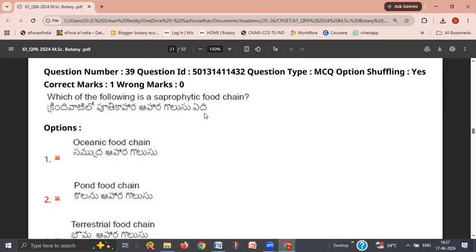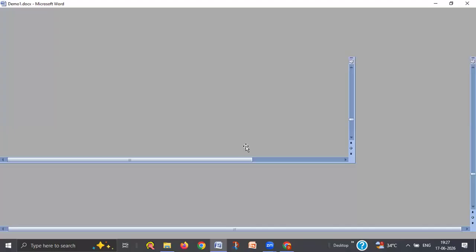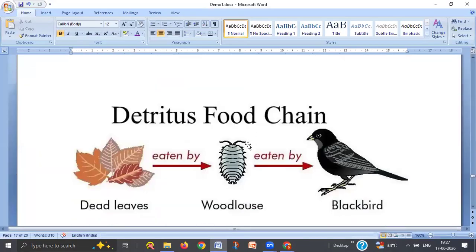So saprophytic food chain, if you see, is also called the detritus food chain. Detritus, because when the leaves fall in the water, those leaves are decomposed by the activity of several bacteria. So here that food chain is started by the dead leaves. So it is called the detritus food chain or saprophytic.